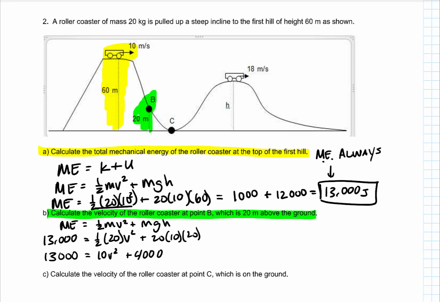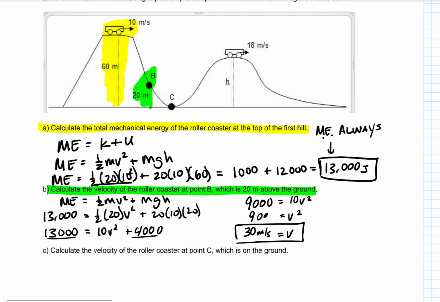My potential energy has gone down. It was 13,000, now it's 4,000, which means my kinetic energy has to have gone up. So when I subtract 4,000 from both sides, I get 9,000 is equal to my kinetic energy, which is just 10v squared. Divide both sides by 10. V squared is equal to 900. Square root both sides, and the velocity at that point is 30 meters per second.